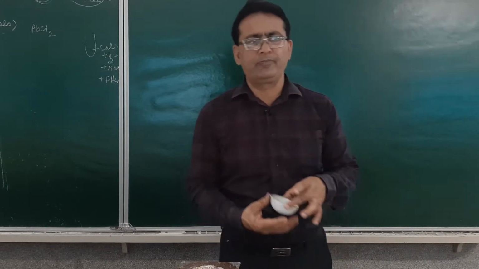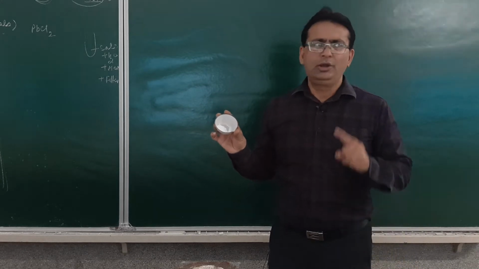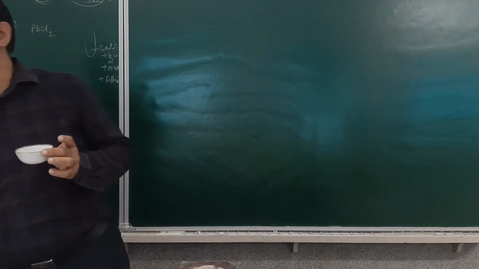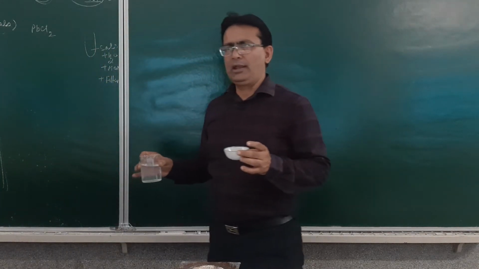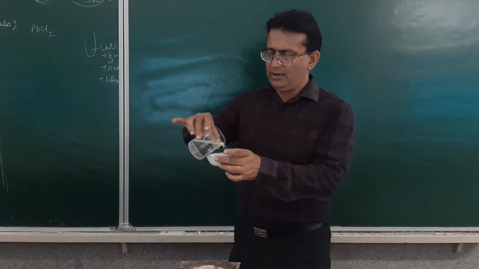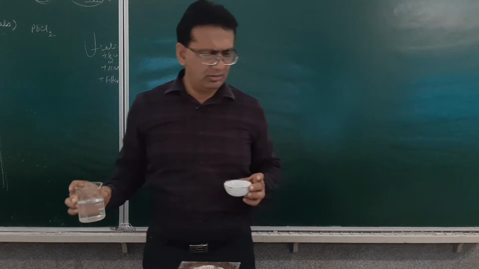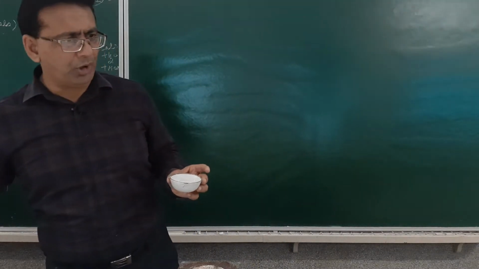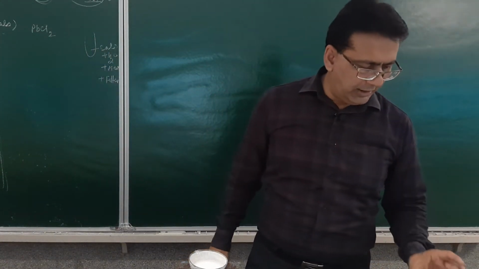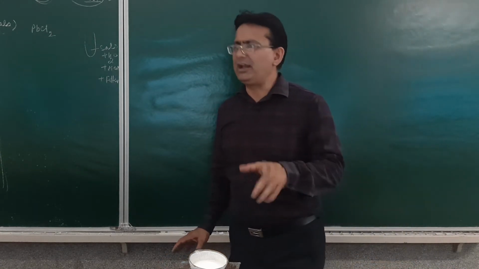You may see over here in the china dish what I have taken: a salt which is being provided to you. To this I have added sodium carbonate. Now to this, water is to be added. I'll add water, fill it about half of its capacity, and keep it to boil. We will heat it till it gets boiled.